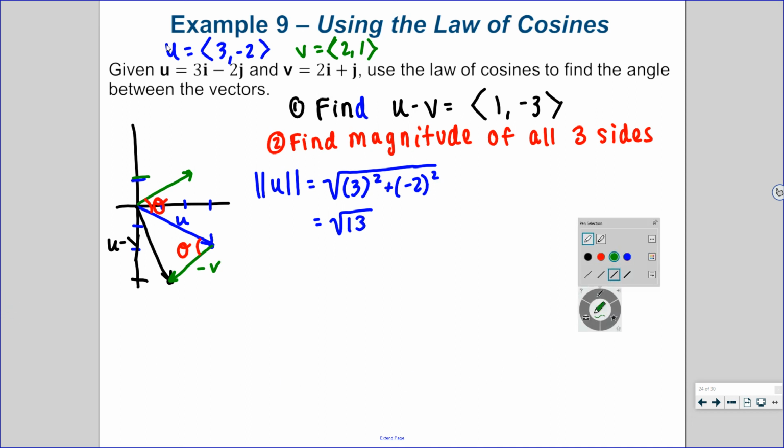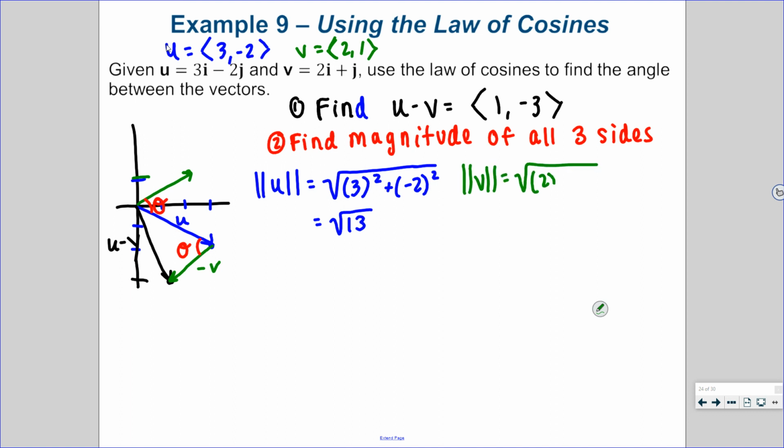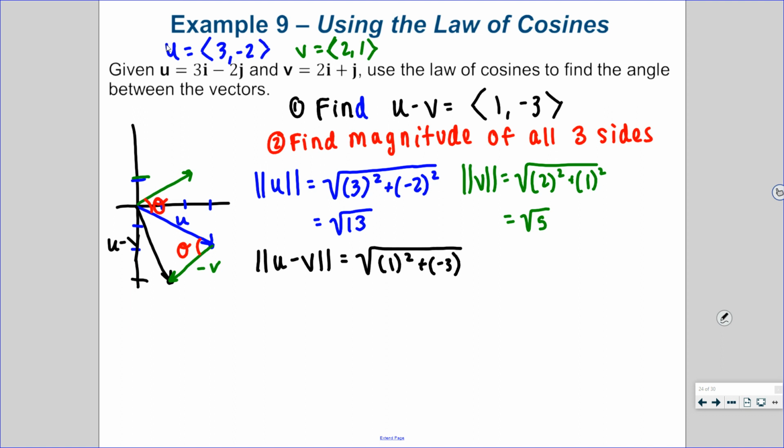Root 5. Okay. Magnitude of u minus v, which I have in component form right there. Oh, root 10. Okay, good with that? Yes.